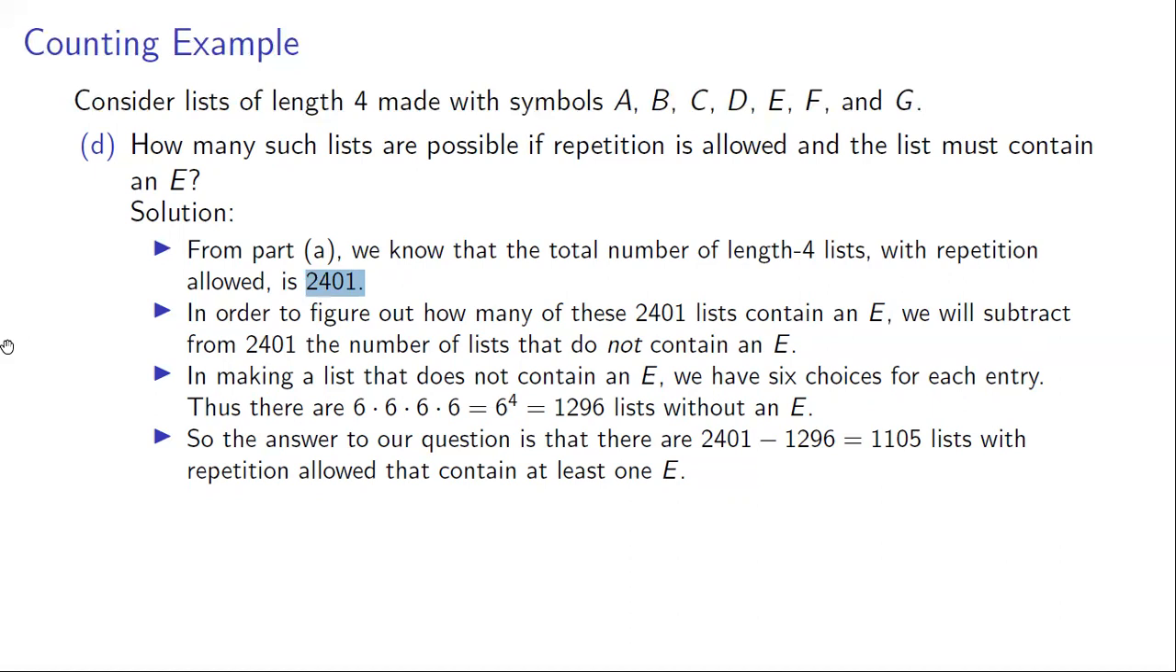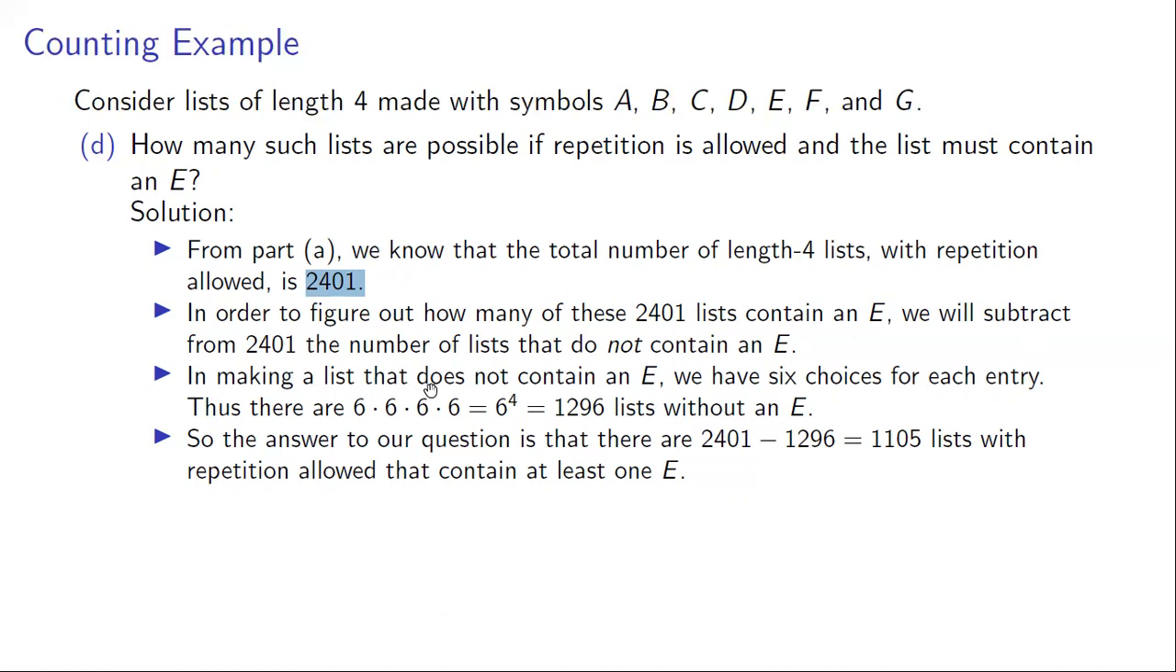I want to know how many of these lists contain an E. Well, one way to figure it out is to subtract all the lists that do not contain an E. And whatever I'm left with will be the number of lists that do contain an E. So now, how many lists are there that do not contain an E?